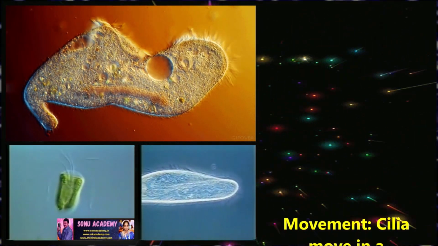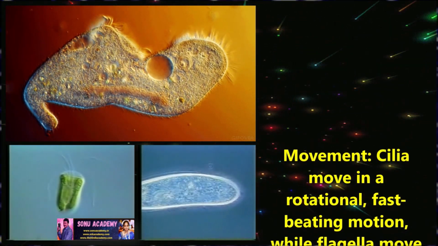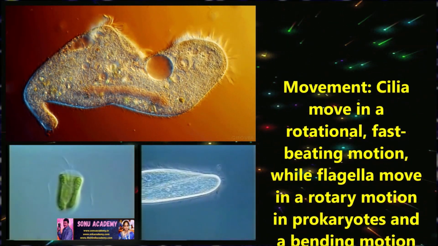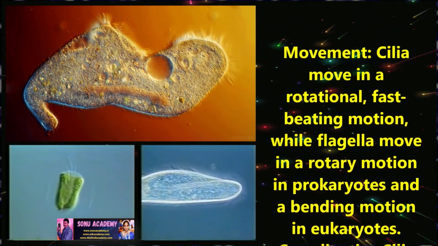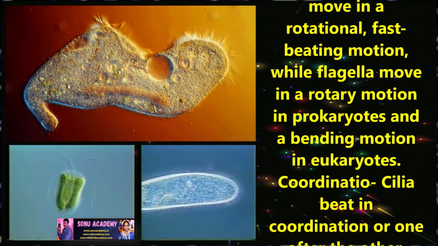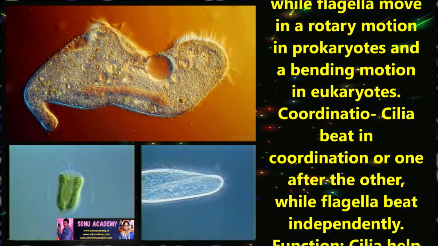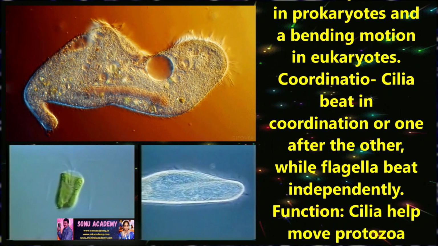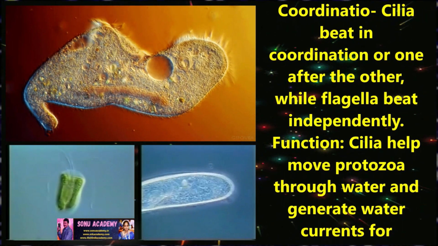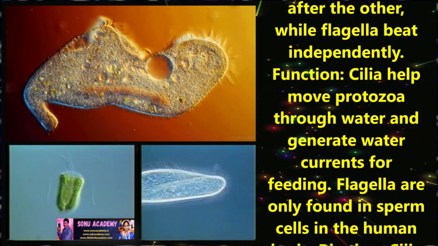First one is movement. Cilia move in a rowing, fast beating motion, while flagella move in a rotatory motion in prokaryotes and a bending motion in eukaryotes. Now coming to coordination. Cilia beat in coordination, one after the other, while flagella beat independently. Function. Cilia help move protozoa through water and generate water currents for feeding. Flagella are only found in sperm cells in the human body.